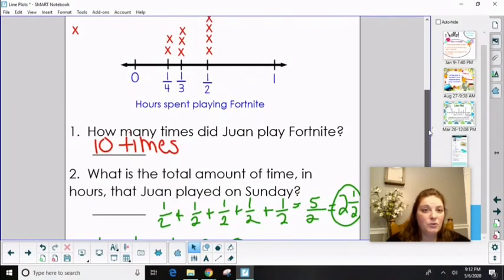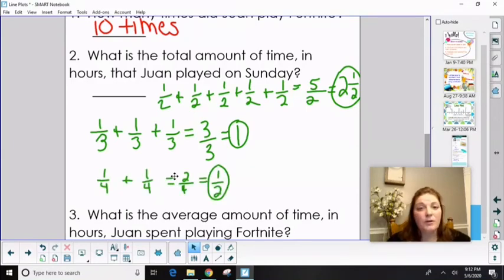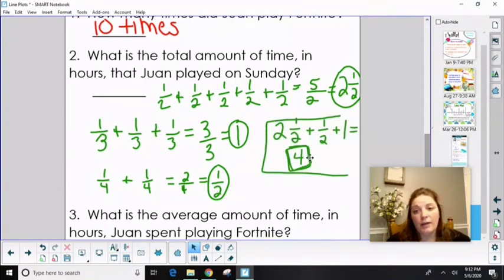And then now let's do the 2 fourths. I have a fourth and a fourth. A fourth and a fourth is 2 fourths, which simplifies down to a half of an hour. So let's find the total. From the one row, we had 2.5 hours, and then we had 1 hour, and then we had another half hour. So if we add that together, 2.5 plus another half gives you 3, plus a whole gives you 4. So Juan spent a total of 4 hours playing Fortnite on Sunday.